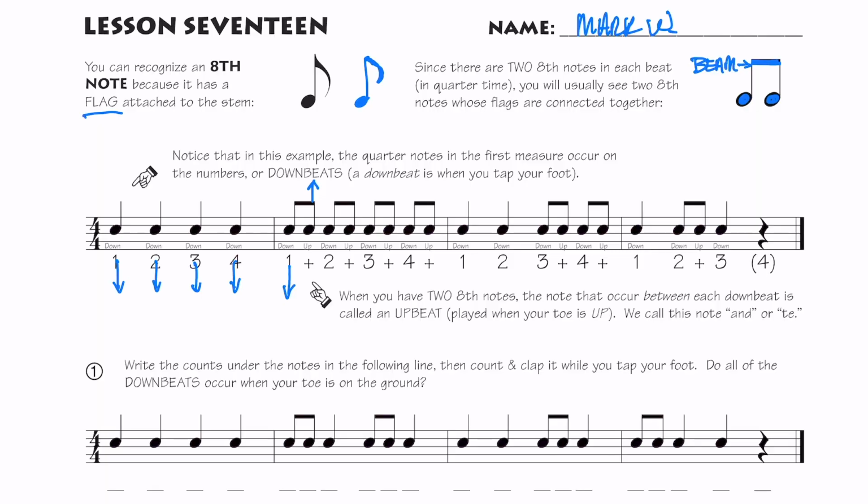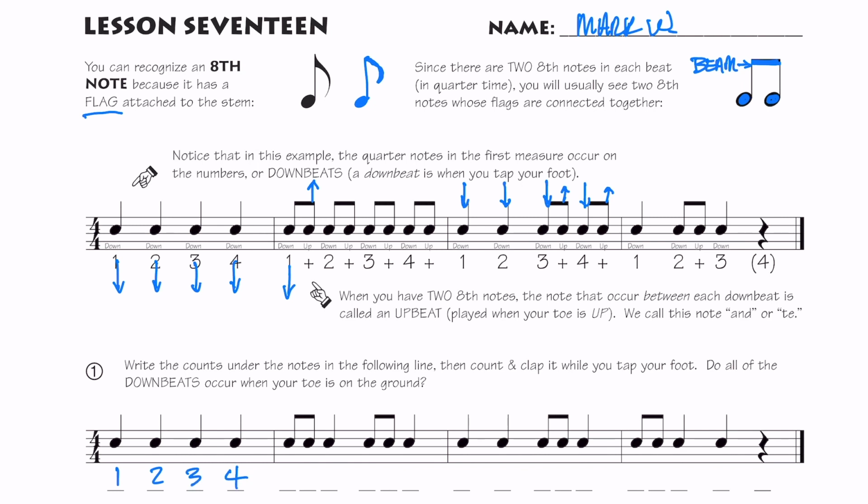Anytime that I have quarter notes, those are going to, right now, fall on the downbeats. Anytime that I have eighth notes, the first one falls on a downbeat, or the number, and the second one falls on the upbeat, or the and, or te. So, in this number 1 here, I'm going to write the counts under the notes, and then I'm going to clap and count it while I tap my foot. So, first measure is simple. 1, 2, 3, 4.